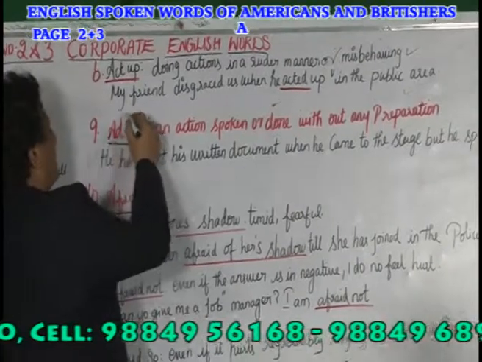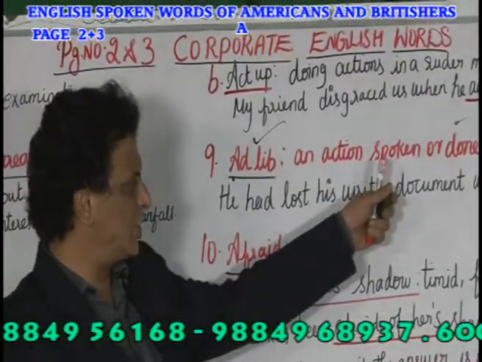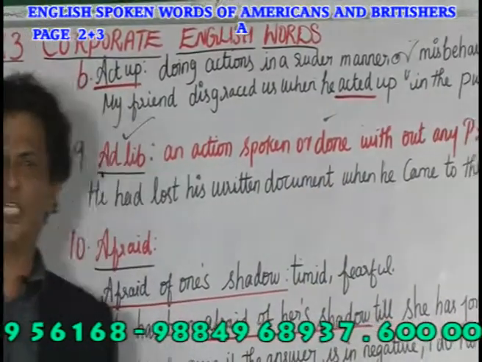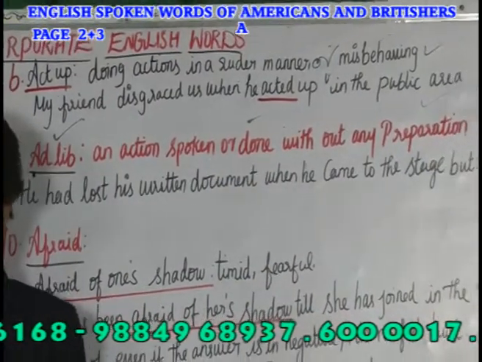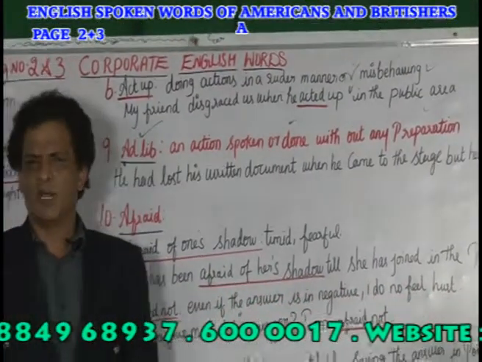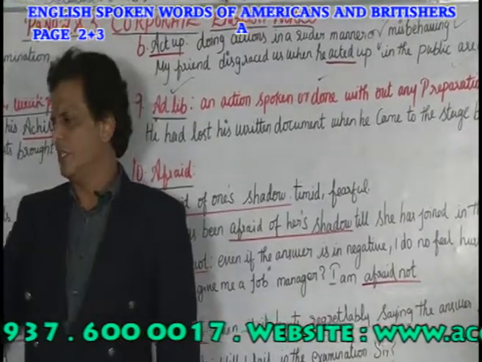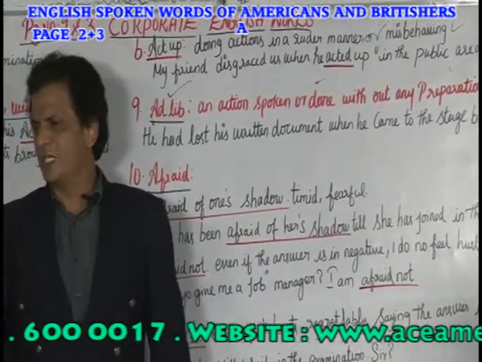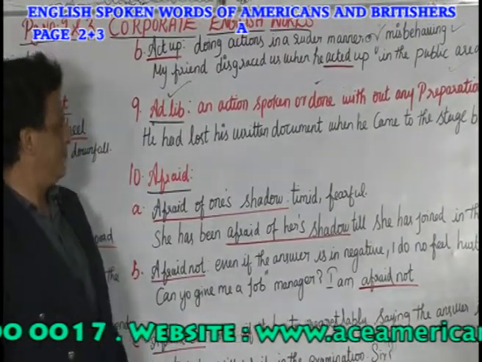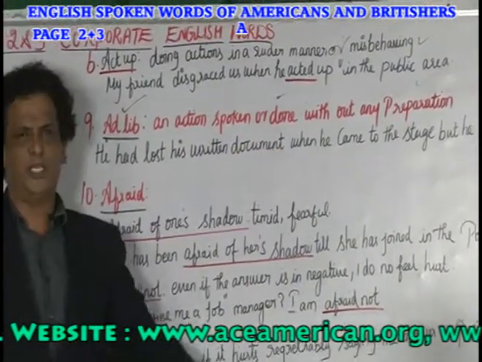Ad lib. What do you mean by the word ad lib? An action spoken or done without any preparation. Ad lib means spontaneous, without any preparation. I ask you, come here, talk about any topic, about software industries in the world. Suddenly you start speaking. That is called ad lib. Here, an action spoken or done without any preparation.